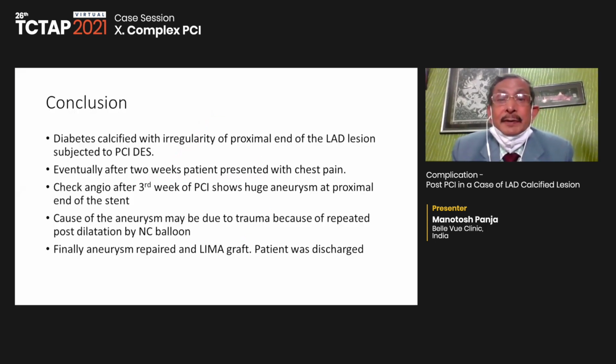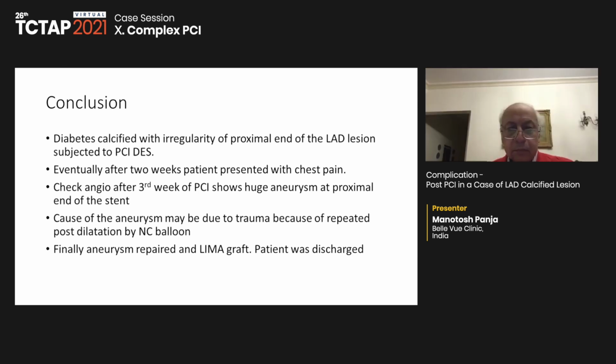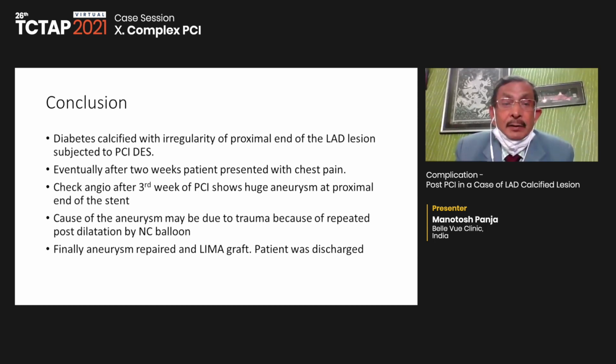Diabetes, calcified lesion with irregularity, proximal end of LAD lesion, suspected to PCI. Eventually, after 2 weeks the patient presented with chest pain, and 3 weeks after the first angioplasty, a huge aneurysm at the proximal end of the stent. The cause of the aneurysm, in my experience, is trauma because of repeated post-dilatation as well as pre-dilatations, and finally the aneurysm was repaired by surgical intervention and LIMA graft. The patient was discharged, and at the 3-month follow-up the patient is doing well. Thank you very much for your patient hearing.